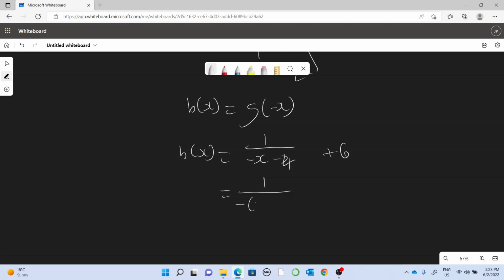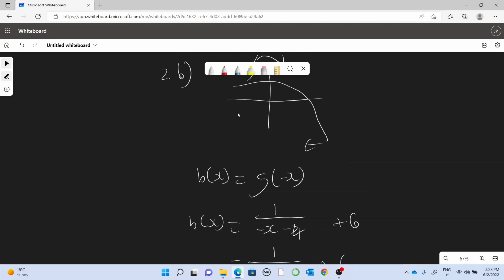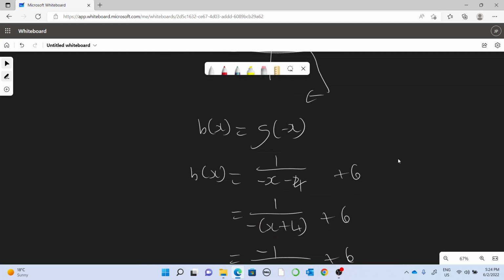Let me maybe repeat the steps. So then it will be x plus 4. And then obviously 1 divided by a negative is a negative 1. So I can write this function as minus 1 over x plus 4, plus 6. So now you can see that the way it works is after the reflection, the asymptote for x now is not 4, but minus 4. So the graph swapped its places. Where usually it went down the asymptote of x equals 4, now it will go down the asymptote of x equals minus 4, whereas the asymptote of 6 stays the same.